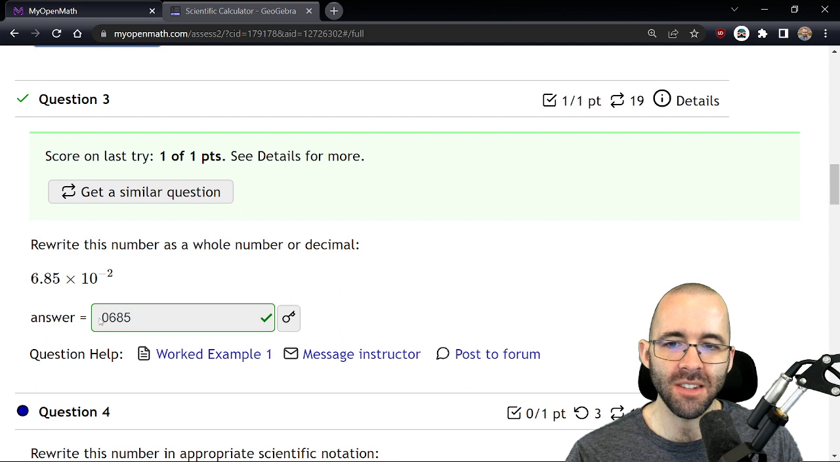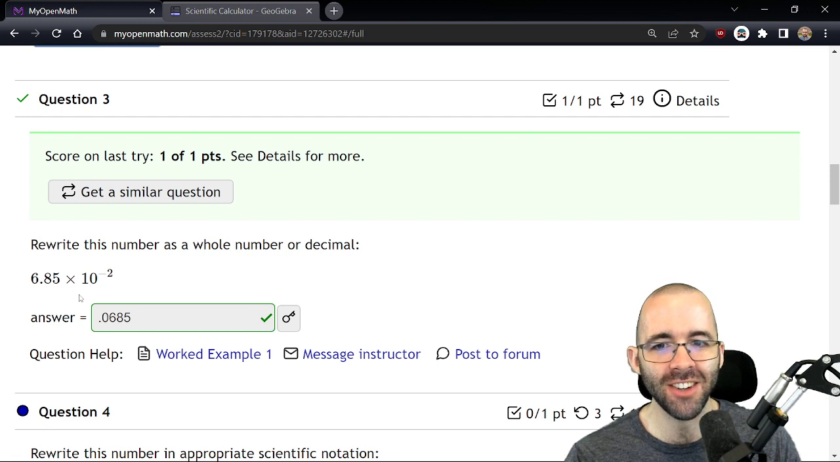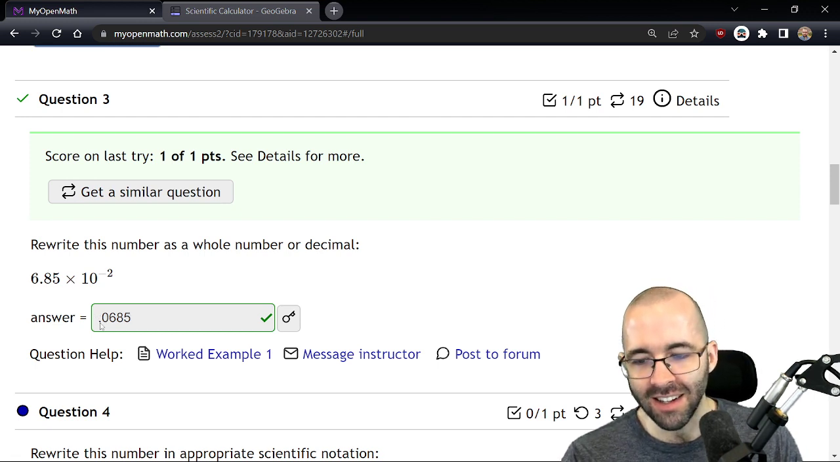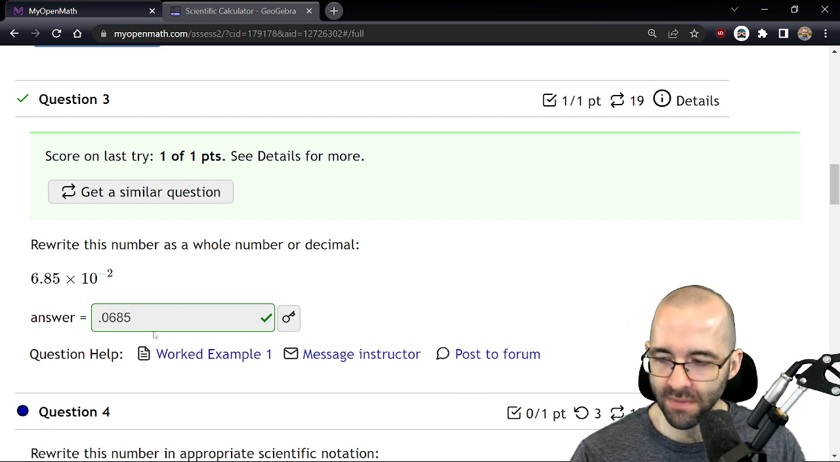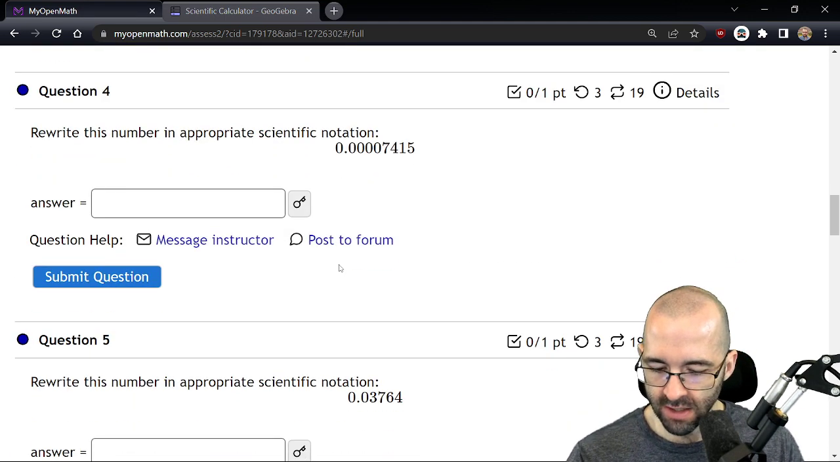But the 0 is nice. And the reason the 0 is nice is it just makes it obvious that there's a decimal place here. This is kind of small. I don't know how good your eyesight is, but if you put the 0 in front, then it makes it more obvious.